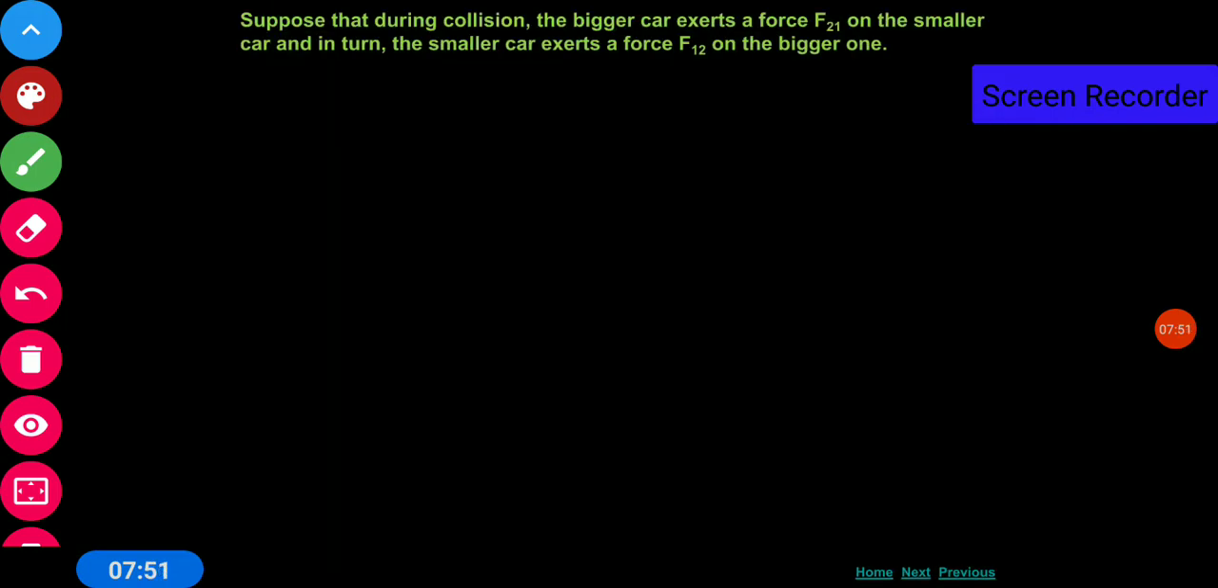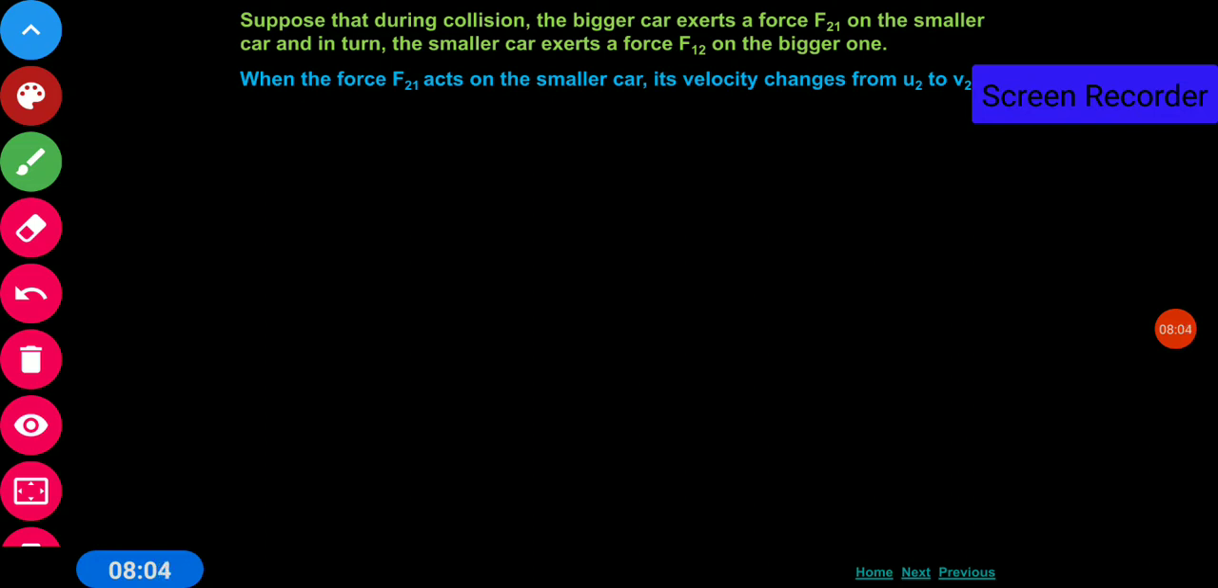Now suppose that during the collision the bigger car exerts a force F21 on the smaller car, and in turn the smaller car exerts a force F12 on the bigger one. When the force F21 acts on the smaller car, its velocity changes from u2 to v2. According to the second law, force is equal to mass into acceleration. So F21 is equal to m2a2, and a2 is the rate of change of velocity, so we can say (v2 minus u2) upon t.